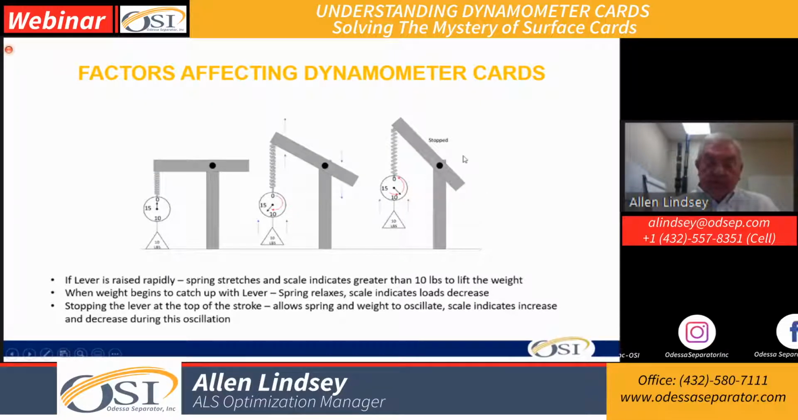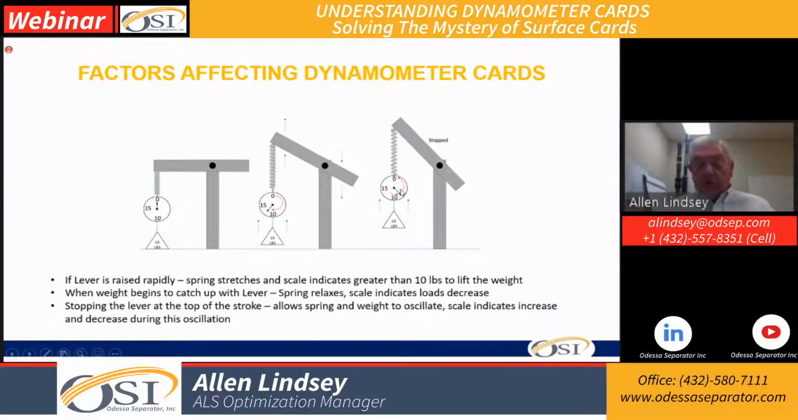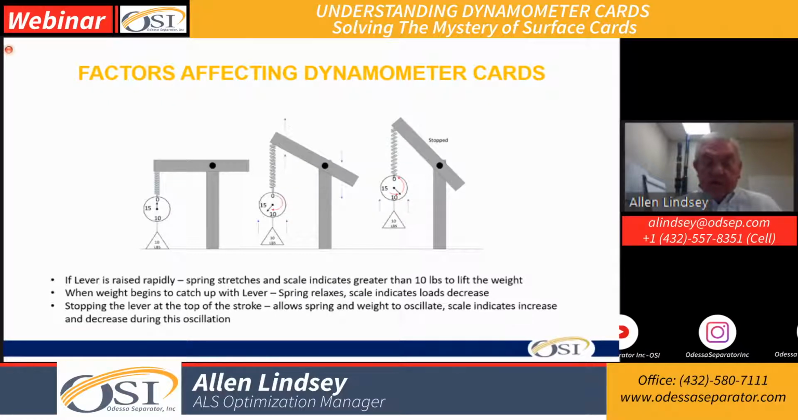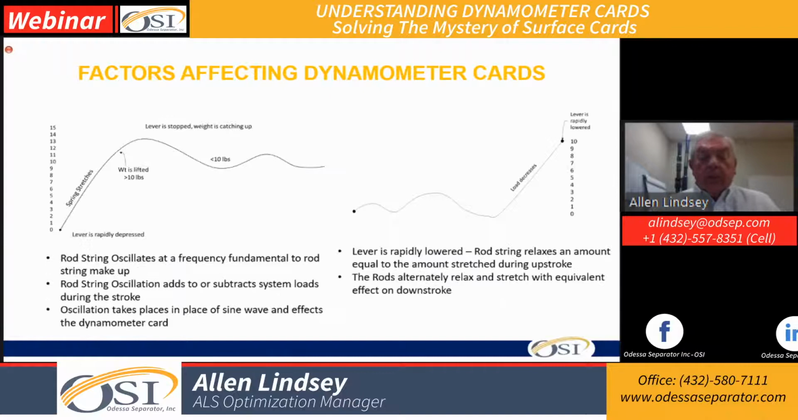Stopping the lever at the top of the stroke allows the spring and the weight to oscillate, and the rod string alternately stretches and relaxes. The scale indicates load increases and decreases during this oscillation. Rod strings oscillate at a frequency that is fundamental to the rod string makeup. Furthermore, rod string oscillation adds to or subtracts from system loads during the stroke.